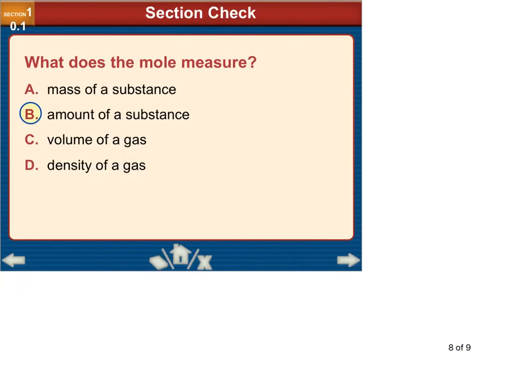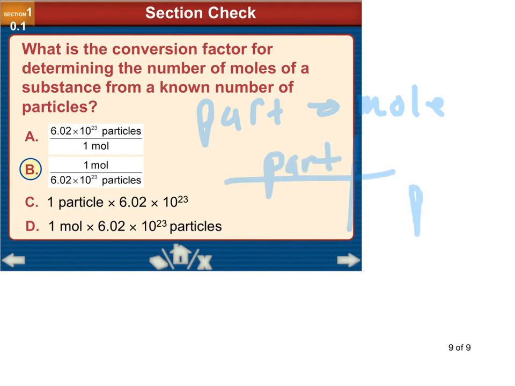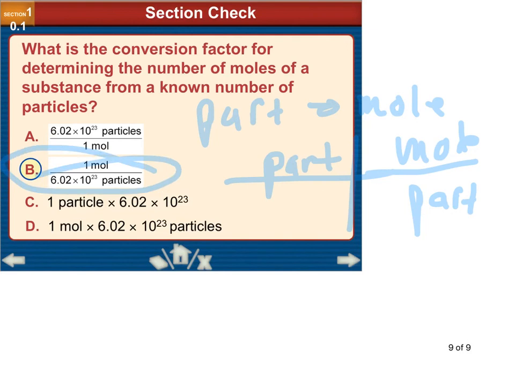So, what does a mole measure? You should know that's the amount of a substance. And the conversion factor for determining the number of moles of a substance from a given number of particles: we want to go from particles to moles, which means we'd be starting with particles. So in our conversion factor, we need particles on the bottom and mole on the top, which is what they're illustrating here. So that's a little brief look at section 10.1.